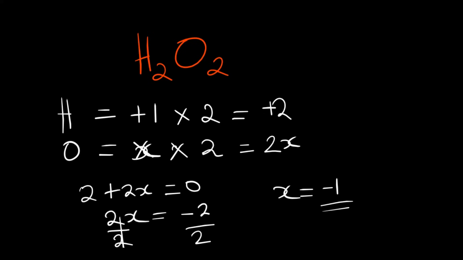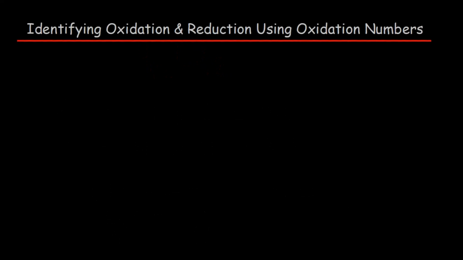Now why do we talk about oxidation numbers? Because you can solve reduction and oxidation reactions using oxidation numbers. They are going to help you identify which one is an oxidation reaction and which one is a reduction reaction. So let's talk about identifying oxidation and reduction using oxidation numbers.